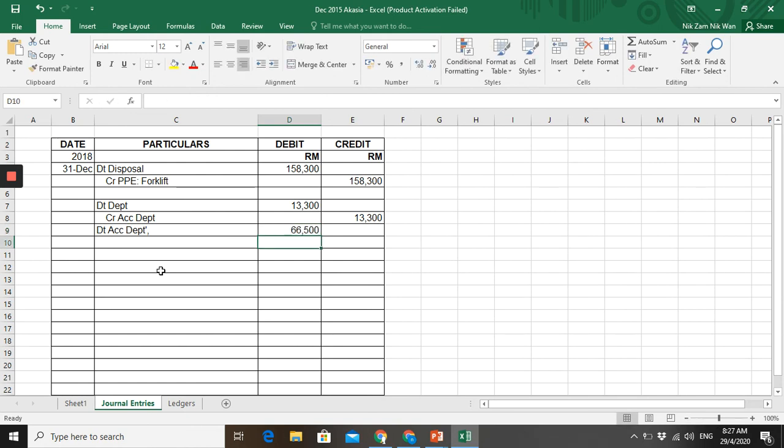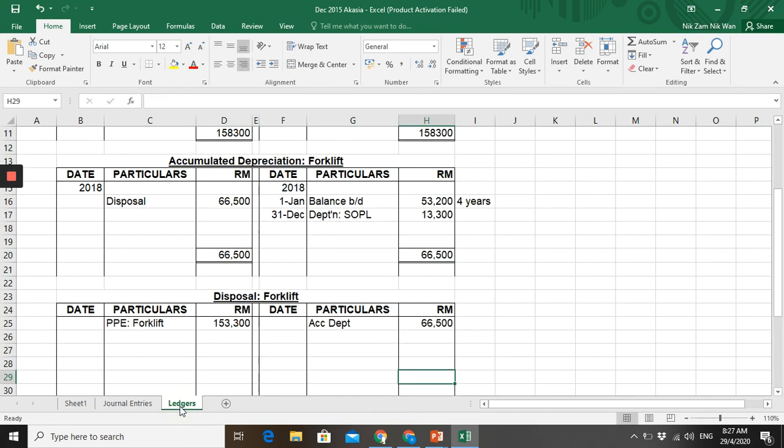66,500 credit disposal, 66,500. Okay, commonly when we put disposal, kita letak jenis PPE lah. Sebab kalau ada banyak-banyak, dia akan jadi setiap PPE that you going to recognize, normally we use separate disposal account. Okay, so you can see the accumulated depreciation account is already closed.